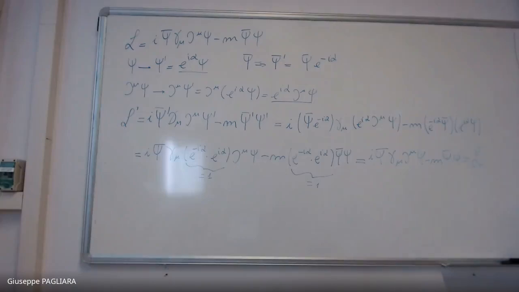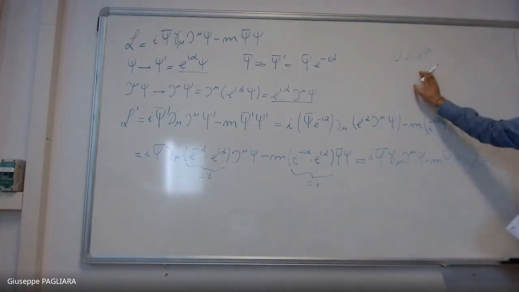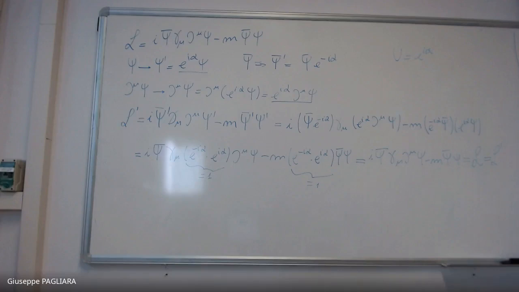So at the end, the transformed Lagrangian and the untransformed Lagrangian are equal. This means that this phase transformation is a symmetry transformation for our physical system, because it leaves the Lagrangian unaffected.